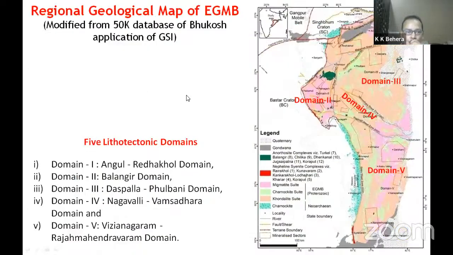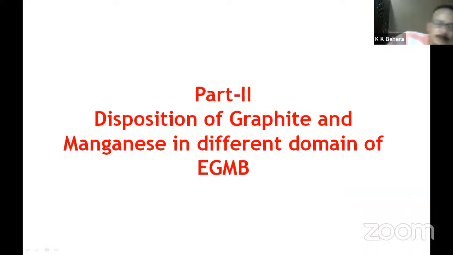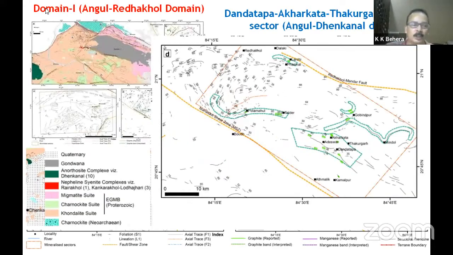This is the regional geological map showing different domains. And now we will be discussing the disposition of graphite and manganese in different domains of the mobile belt. This is domain 1. In this part, these are the areas: Thakurgad, Pakharkata, Adeswar, Gobindpur, Mindol. These light green colors, meaning small blocks, are where GSI has reported graphite in this part.